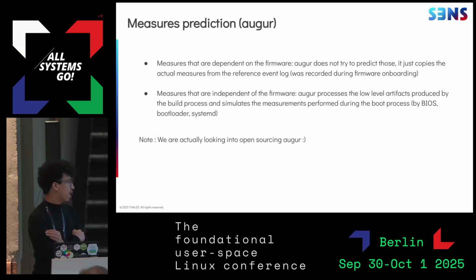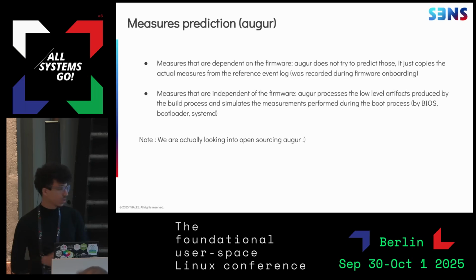One problem you have when you want to build such systems is that you need to predict what the PCR values will be after booting the system. So we built a tool for that called Augur, which we're looking to open source. The idea of Augur is to take care of two types of measurements: the firmware and hardware measurements that we don't control, where the manufacturer does its own thing, and the software measurements that we do control.